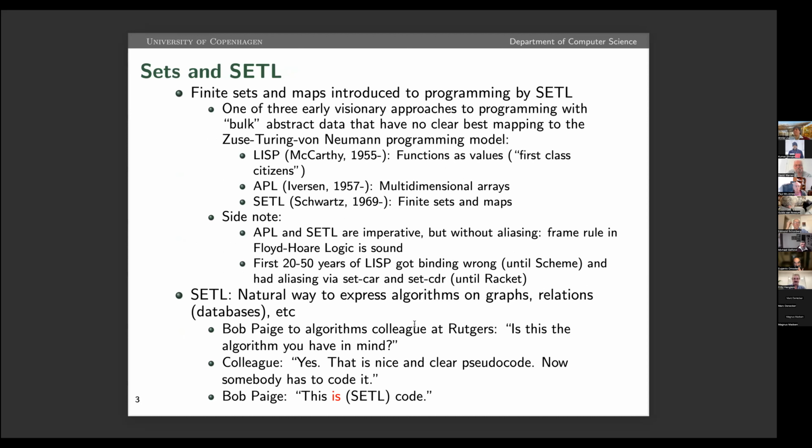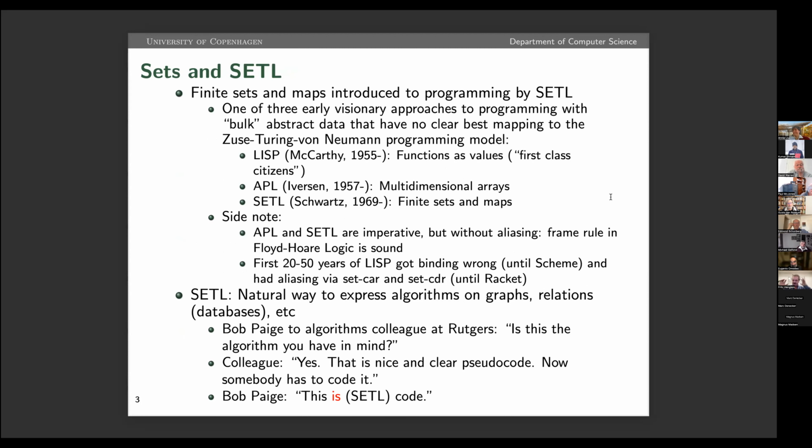which actually I don't have to do much of, because it was mentioned already. I thought it was fantastic and fascinating to be at NYU, because that's the place where finite sets and maps were introduced to programming, in the form of the Seidel programming language. It's one of at least three early visionary approaches to programming with bulk abstract data types. So bulk data, you know, big data being processed in a single step, which is very, very useful nowadays.